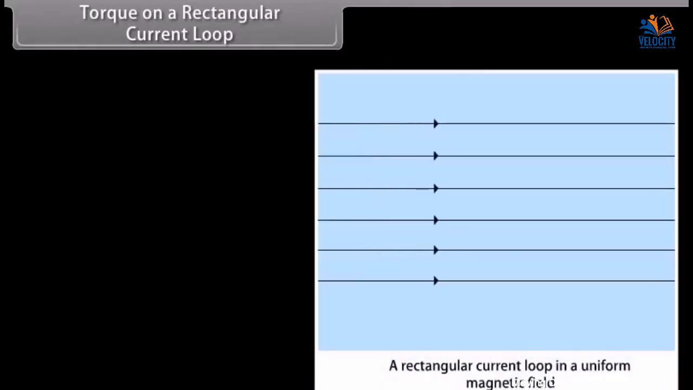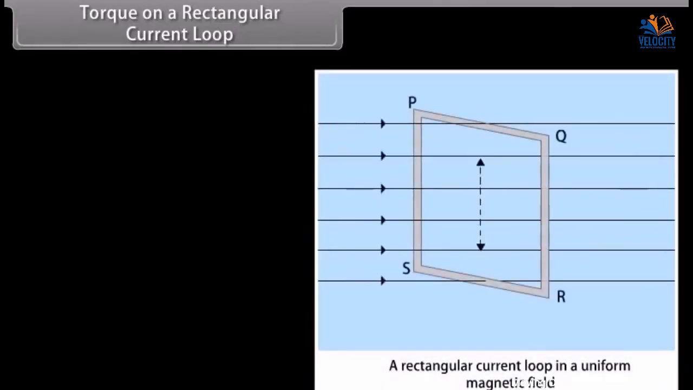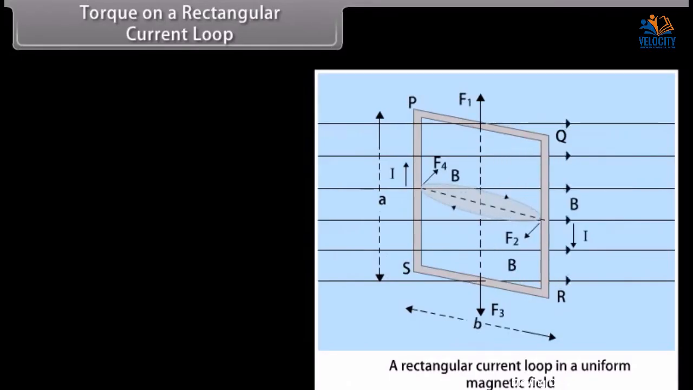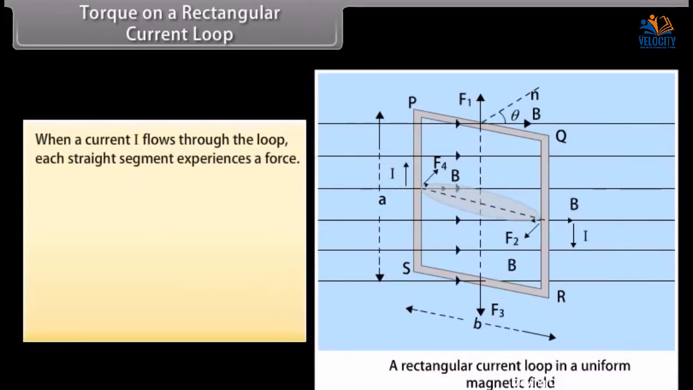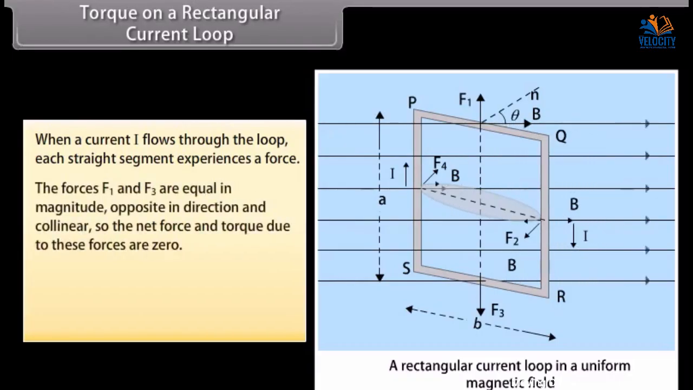Torque on a rectangular current loop. We consider a current-carrying rectangular loop PQRS of sides A and B placed in an external uniform magnetic field B. The normal to the plane of the loop makes an angle theta with B. When a current I flows through the loop, each straight segment experiences a force. The forces F1 and F3 are equal in magnitude, opposite in direction and collinear, so the net force and torque due to these forces are zero.